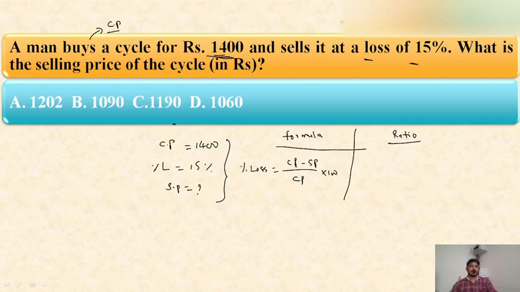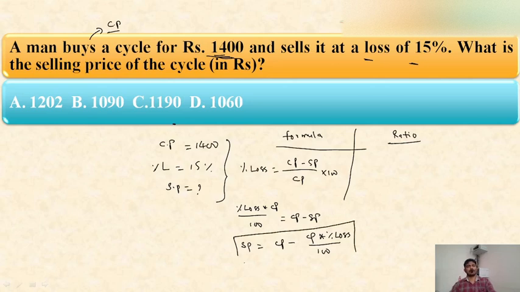In the question, the cost price is given, and we need to find the selling price here. So percentage loss into cost price divided by 100 will be equal to cost price minus the selling price, and I need the value of the selling price. Selling price will be equal to cost price minus CP into percentage loss divided by 100. So this is the formula you need to remember. But solving a vast number of problems requires different formulas, and remembering the formulas is a difficult task for us in the examinations.